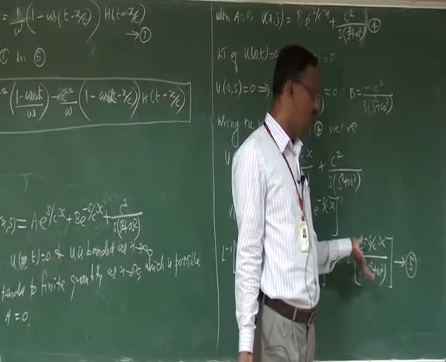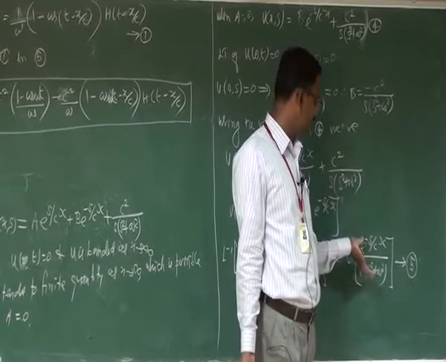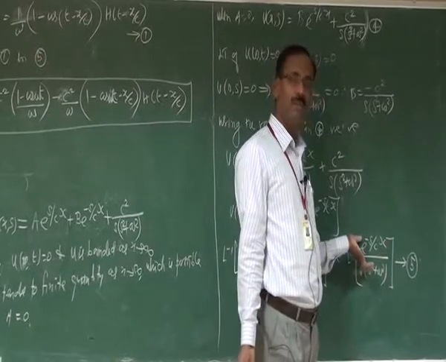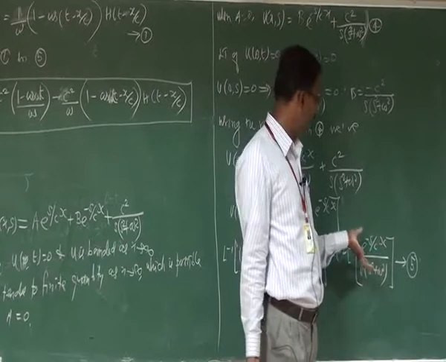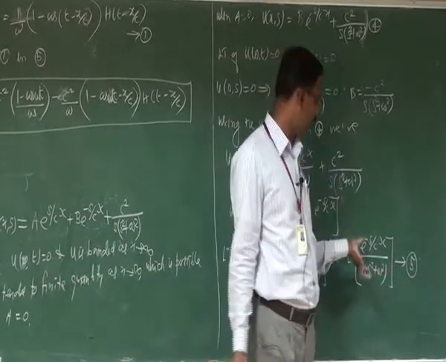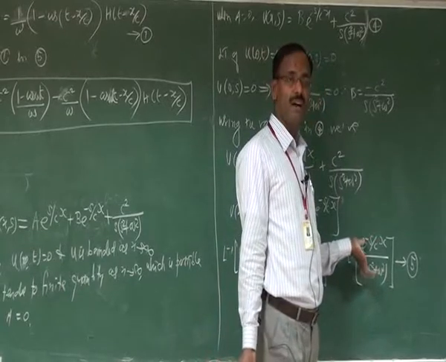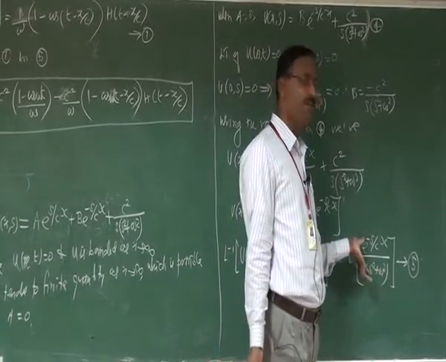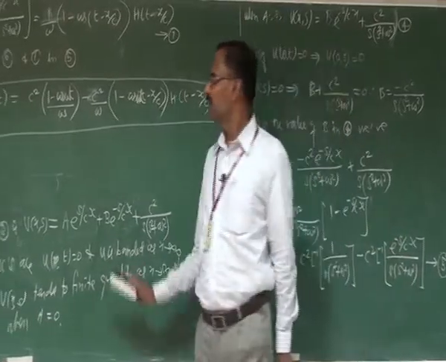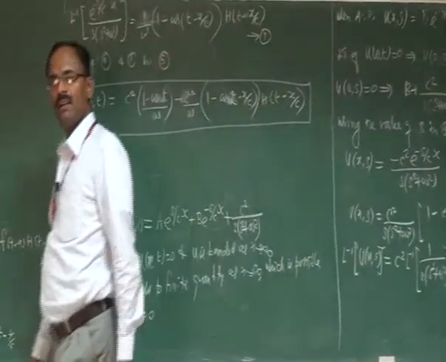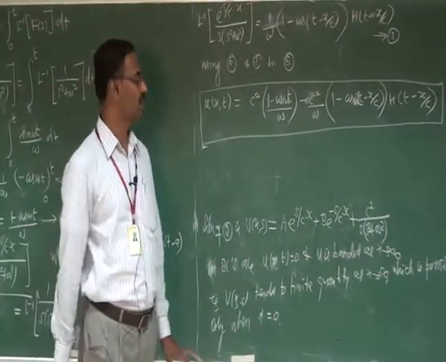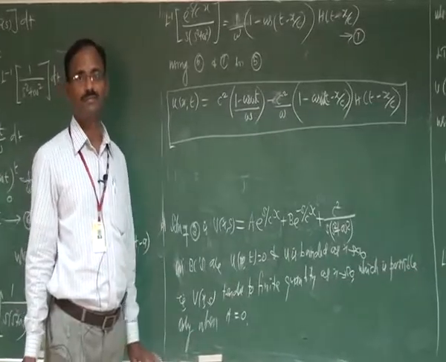That's why we use the property L inverse of e power minus as into f of s equals f of t minus a into h of t minus a. The result was already proved at the time of introduction, because it is the convolution of the Laplace transform of f of t minus a into h of t minus a. So this is the simple method to find the solution of a one-dimensional wave equation by the Laplace transform method.